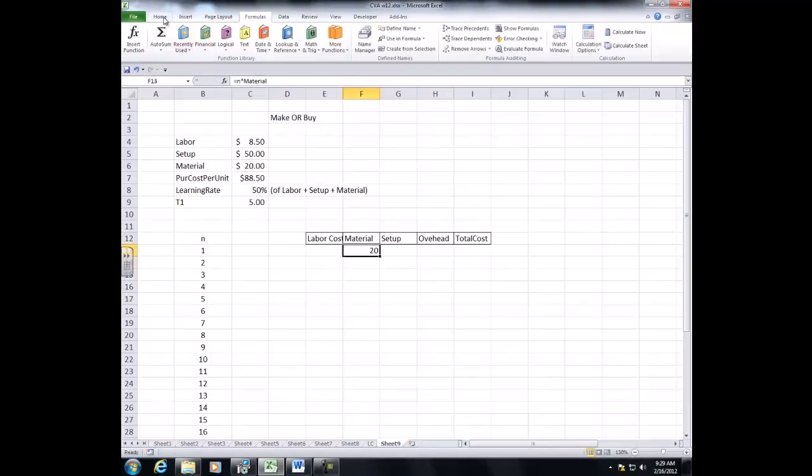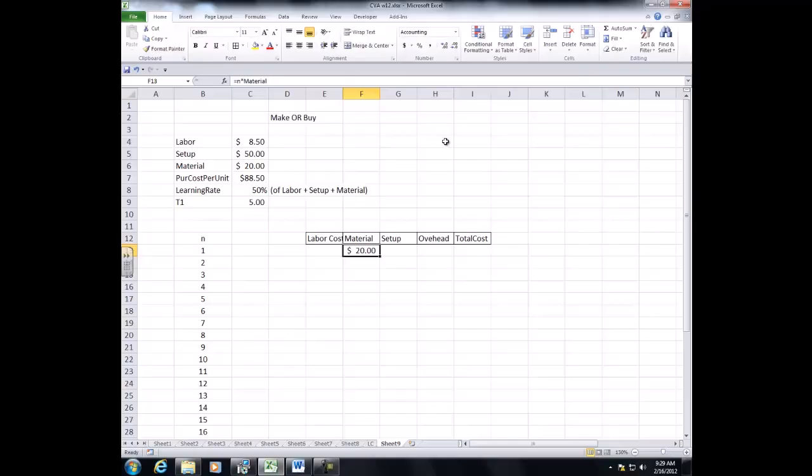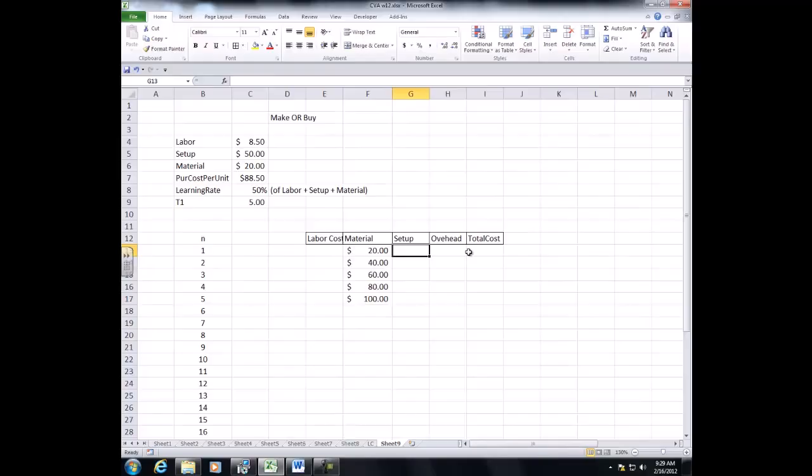$20. If I copy that down to 2, what number should I expect here? 40. All right, so this is functioning correctly. How about the setup cost? If I were to only produce 1 unit, how much is the setup cost? It's 50. That would be the setup cost.